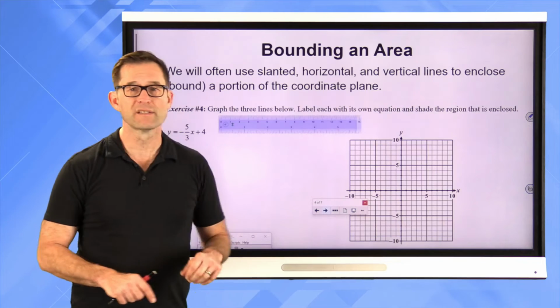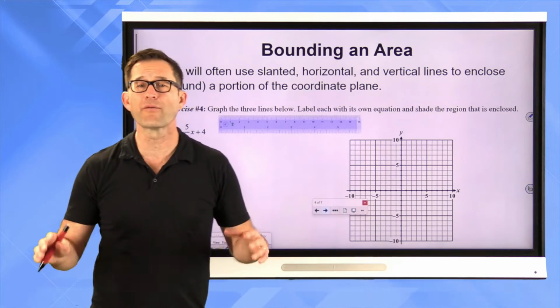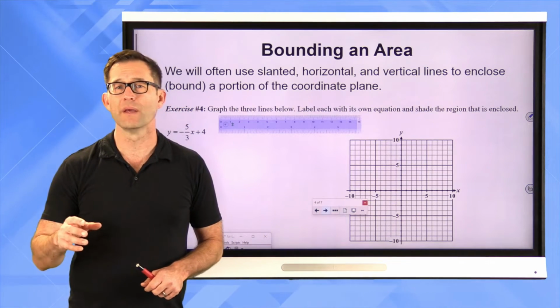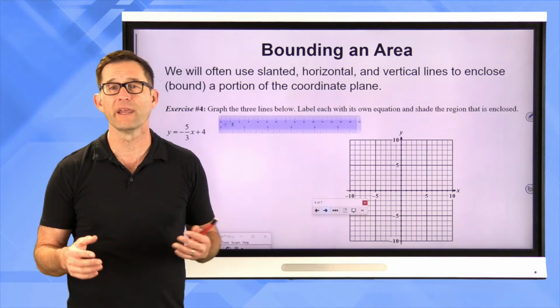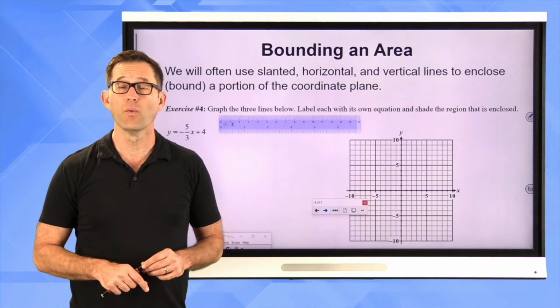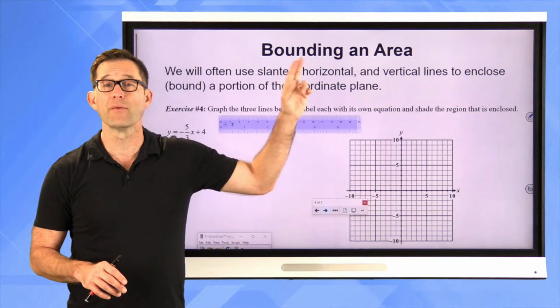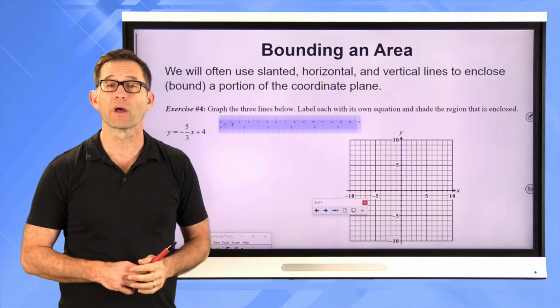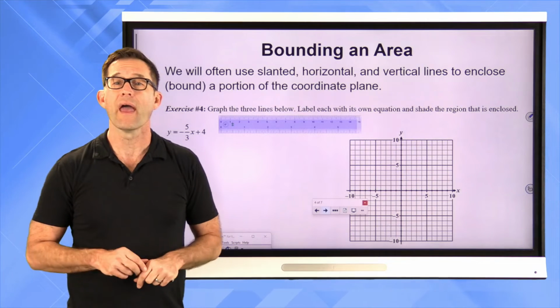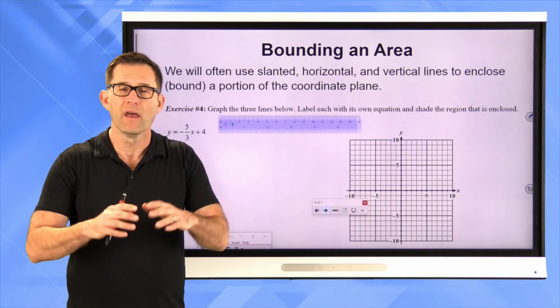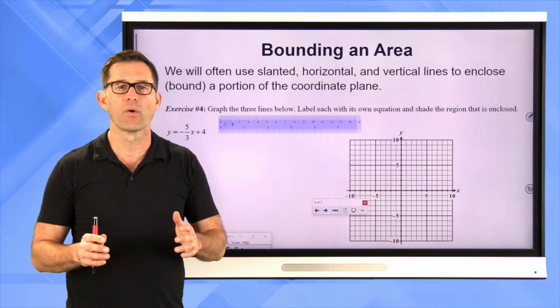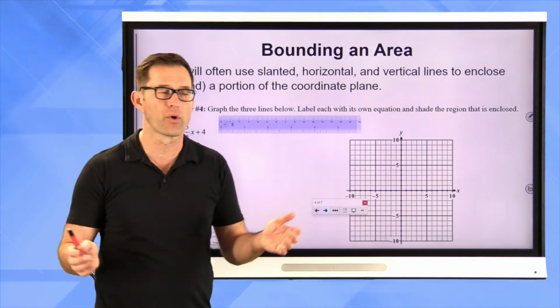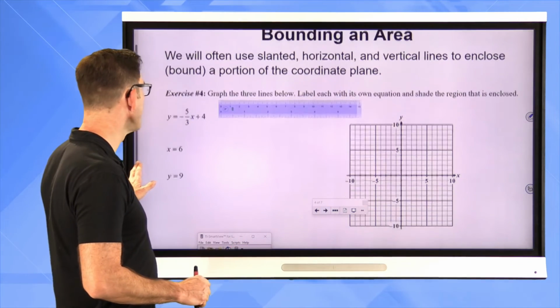Okay, let's keep playing around with horizontal and vertical lines. Now for us, horizontal and vertical lines are going to be like workhorses in terms of a variety of different things. And one of the things they do well is they help us to do what's called bounding an area. We will often use slanted, horizontal and vertical lines to enclose or to bound a portion of the coordinate plane. Whether we're modeling something or just trying to create a shape in the coordinate plane, it's helpful to have these types of lines.